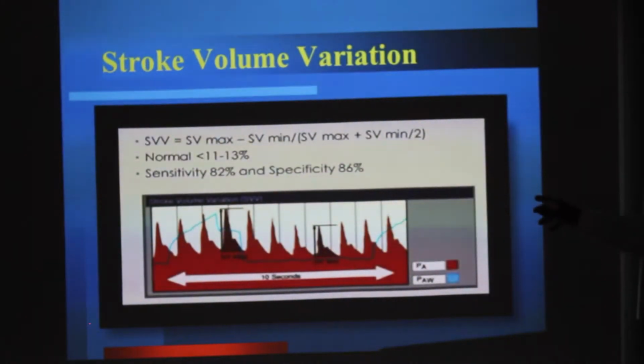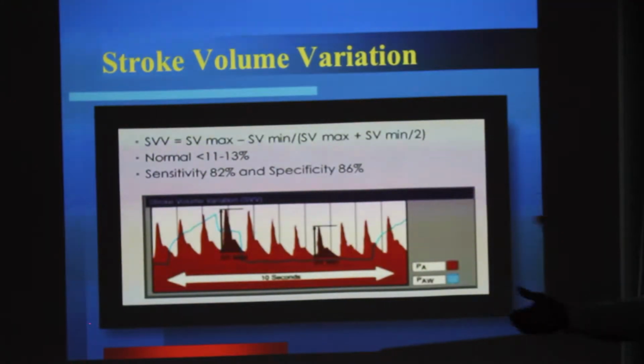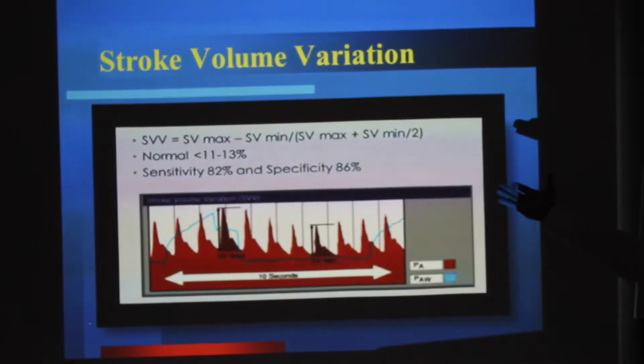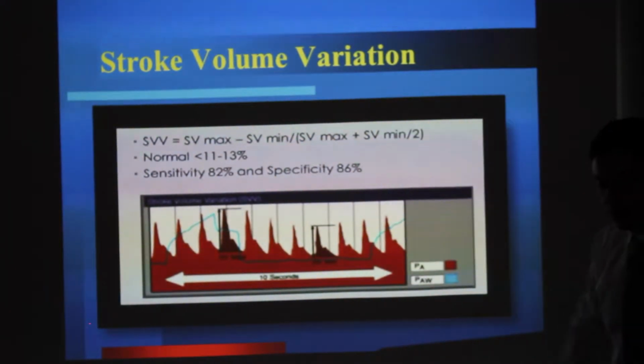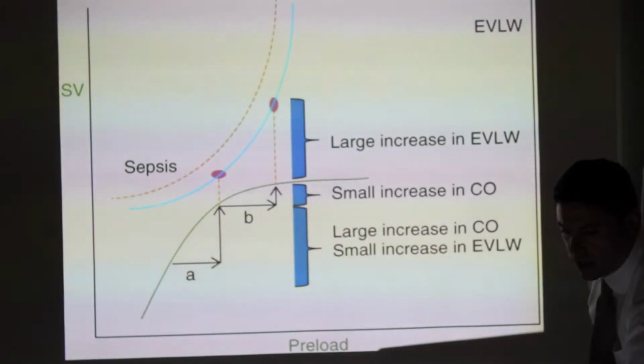So, stroke volume variation, same formula as the pulse pressure variation, but you don't have to do it manually. The software will give it to you. And same thing, 13% is really the cutoff. It also has good specificity and sensitivity, similar to the pulse pressure. Pulse pressure is a little bit higher, but both of them give you the answer.